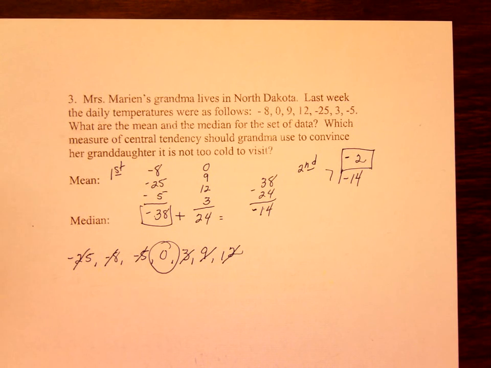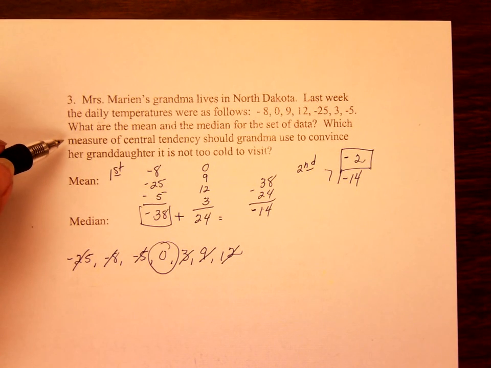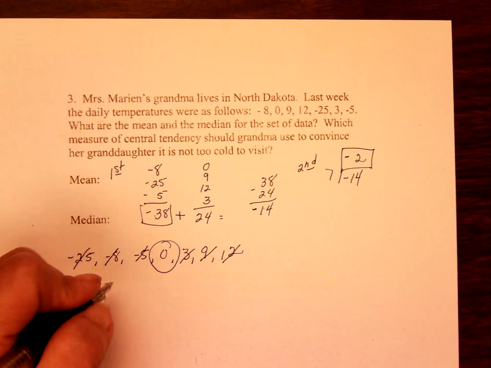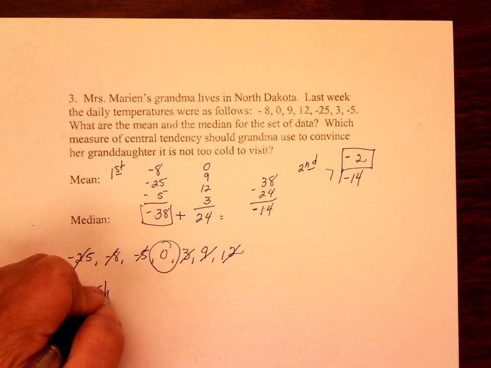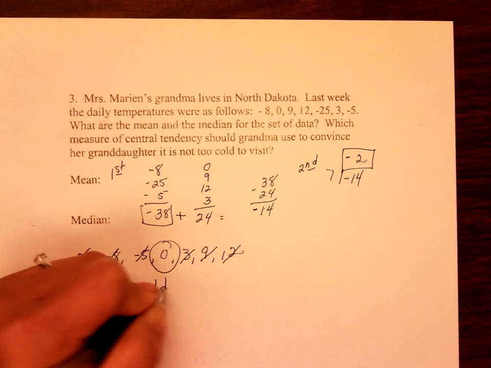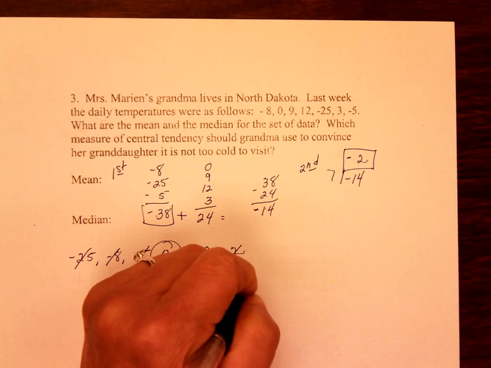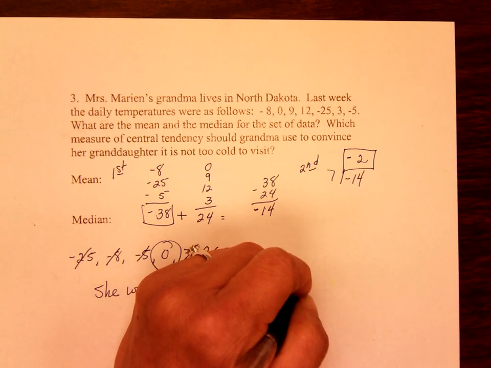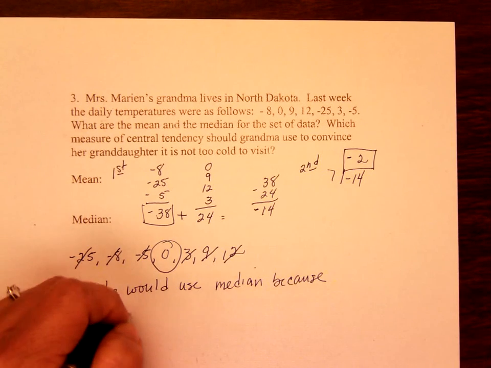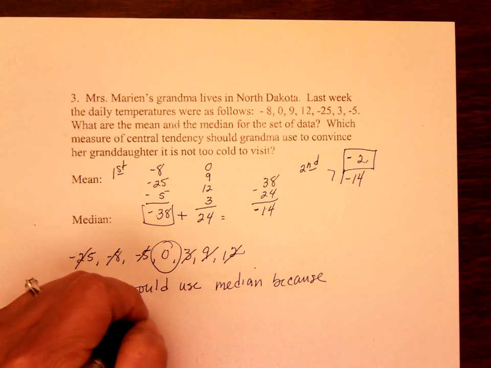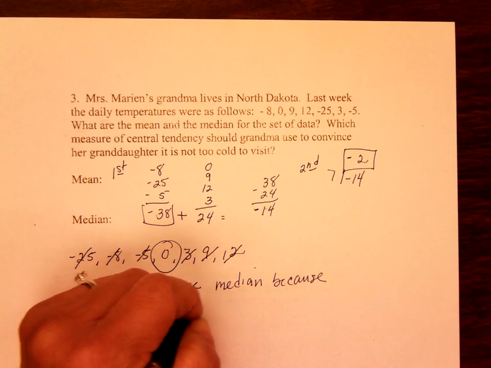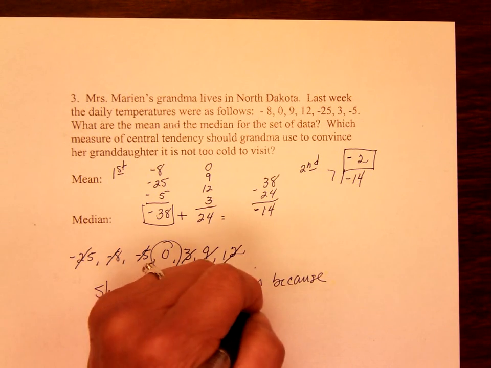So now the question says, which measure of central tendency should grandma use to convince her granddaughter it's not too cold to visit? Well, she would use median because 0 degrees is warmer than -2 degrees.